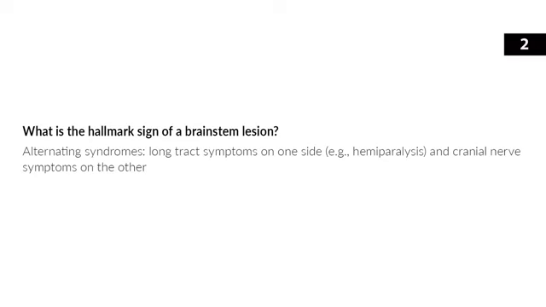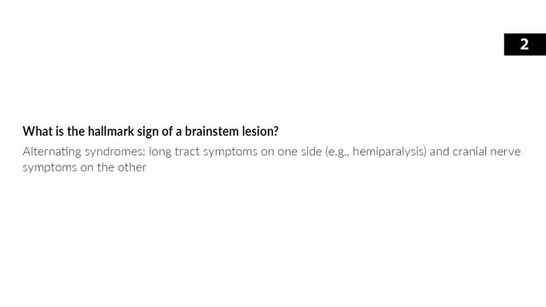So first of all, what's going to make you think about a brainstem lesion in the first place? Well, the hallmark findings of a brainstem lesion, in general, are called alternating syndromes, which means you have discrete symptoms on both sides of the body. So you see long tract symptoms on one side, such as hemiparesis from a corticospinal tract lesion, or a lesion to the posterior columns in the medial lemniscus. So this could be a motor problem or a sensory problem.